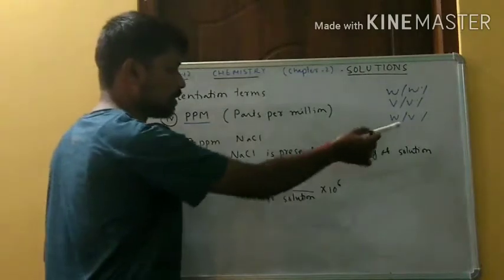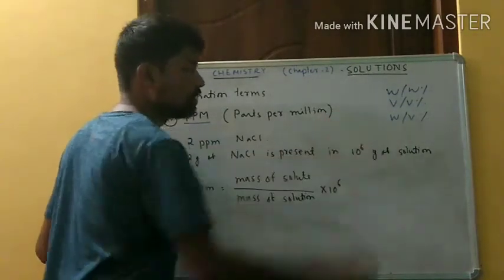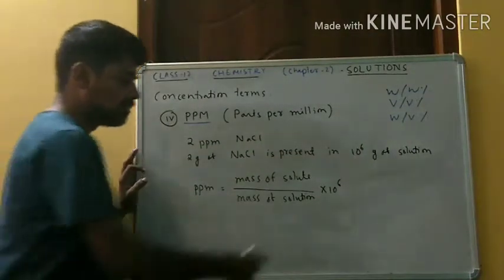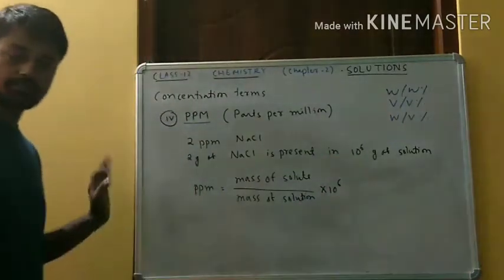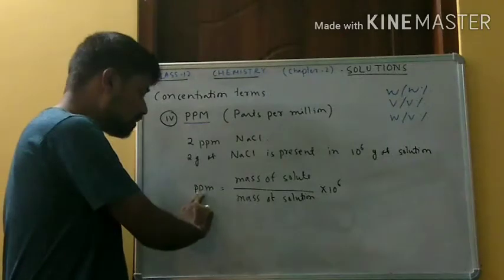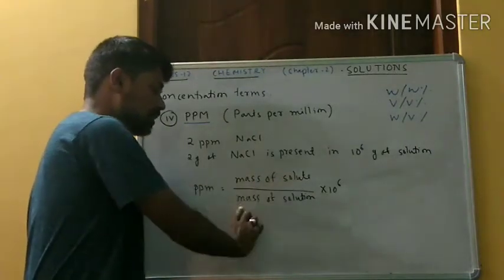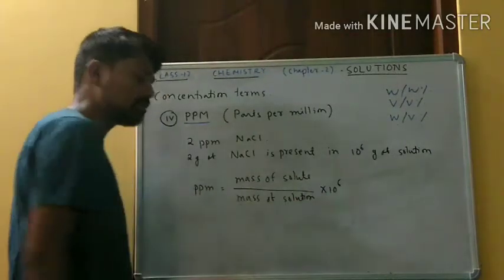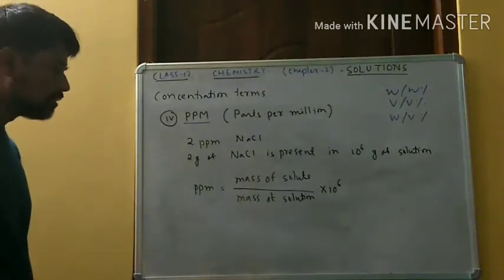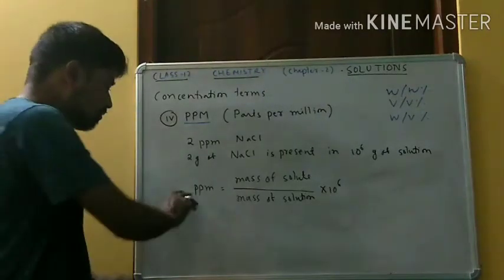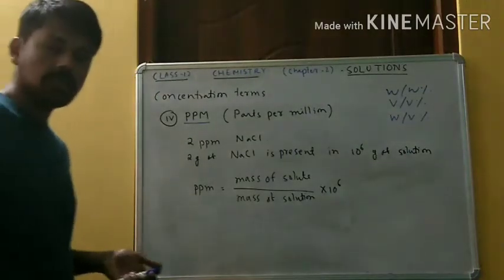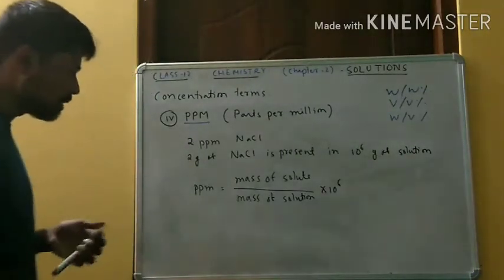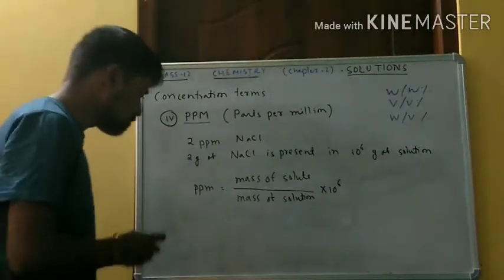In case of the percentage terms we use 100, and in case of ppm we use 10 to the power 6. So ppm equals mass of solute divided by mass of solution into 10 to the power 6. This is the formula for calculating parts per million. Let us take an example which will make it clear.